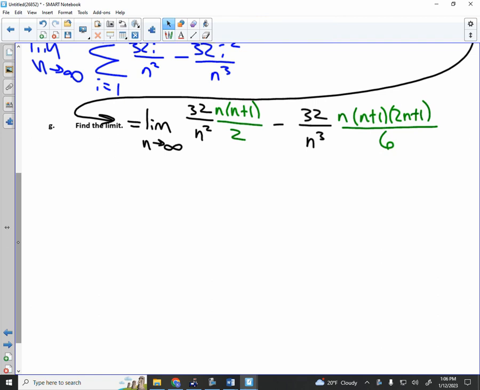Every class is different, but would you like to get rid of some of these n's right away? So I got n over n squared, right? So I could bring that down to just one n, and I could bring this down to n squared, or two of those n's. Okay with that? You want to do the 32 over 2? 32 over 2 is 16. I guess you do 32 over 6 if you want, which is 16 over 3.